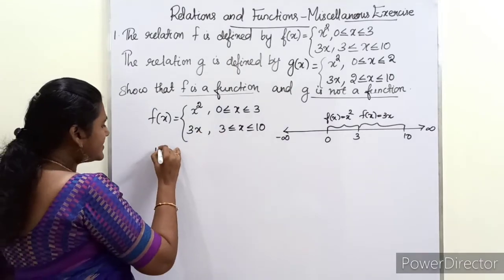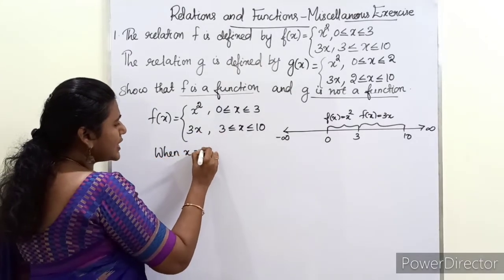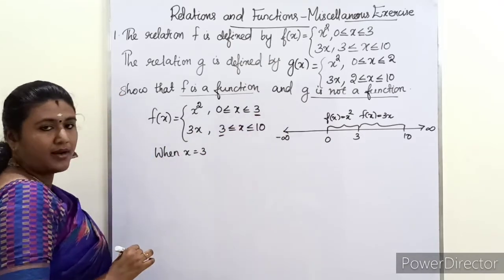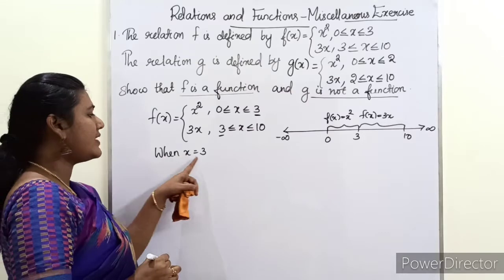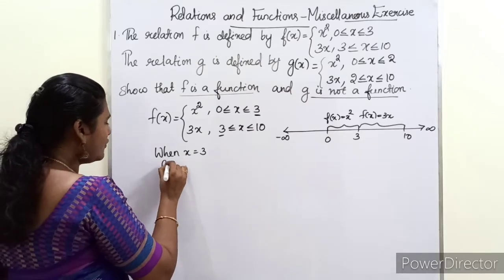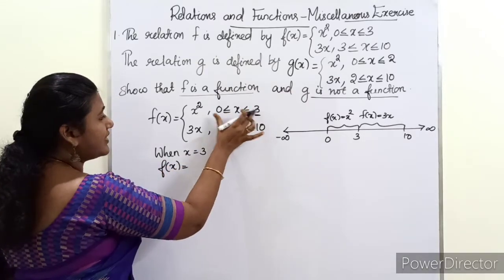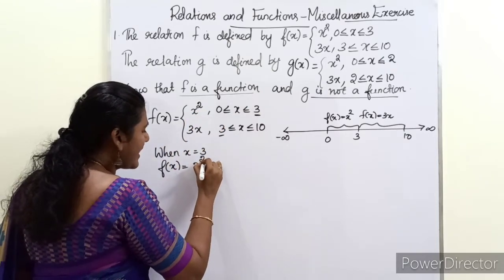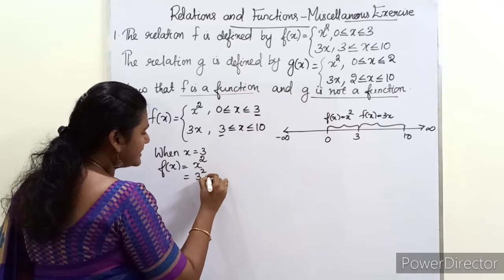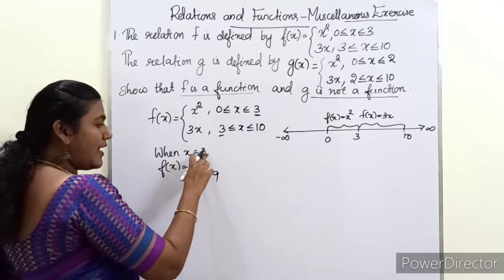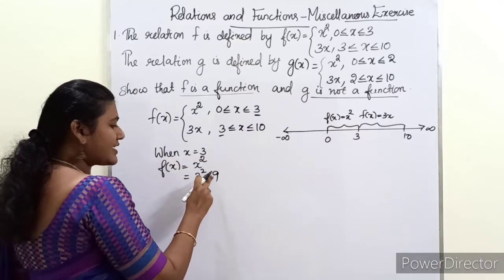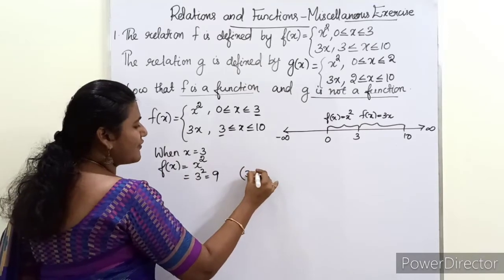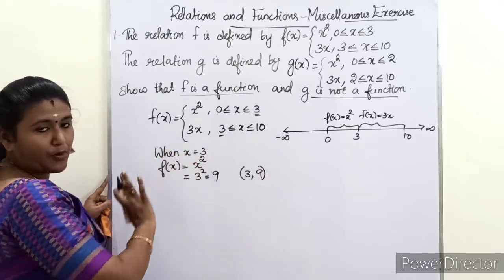For that, first we will take the value x is equal to 3. Actually, if you see, in these two intervals 3 is the common element. So when x is equal to 3, we find the value of f of x using the first interval's rule. f of x is equal to x square, that is 3 square is equal to 9. So the element of the relation f is (3, 9) at this point.